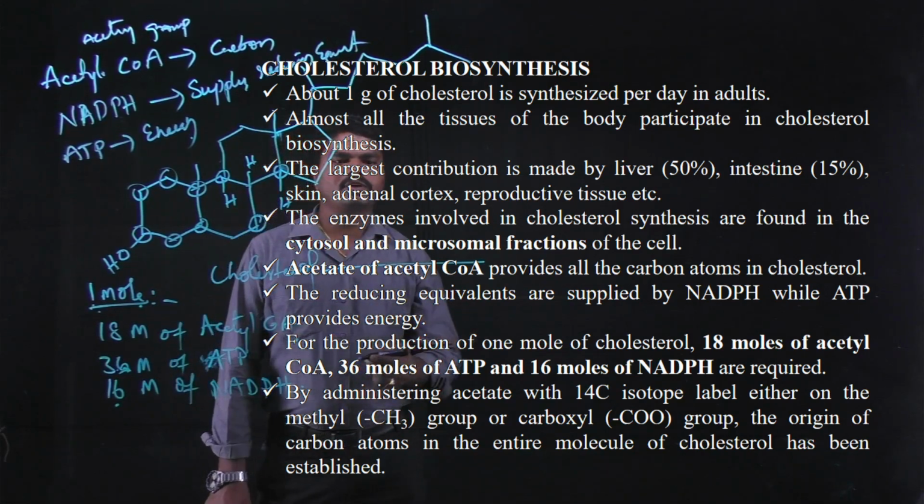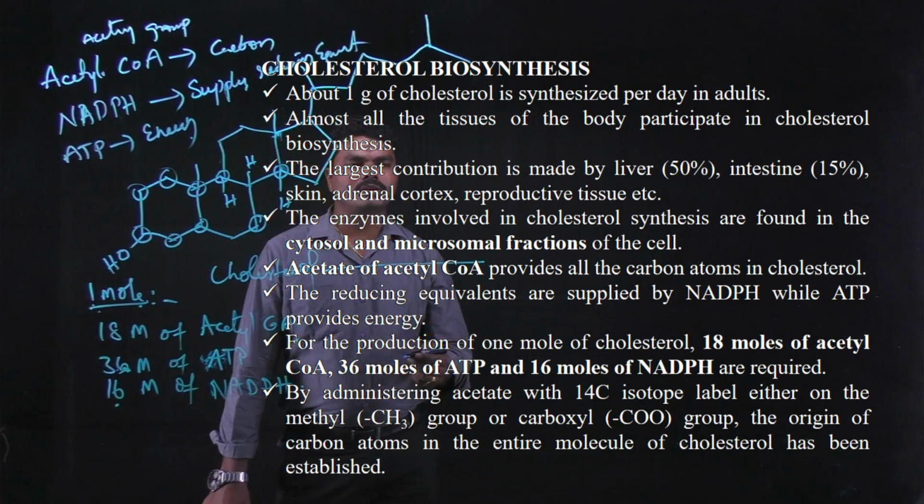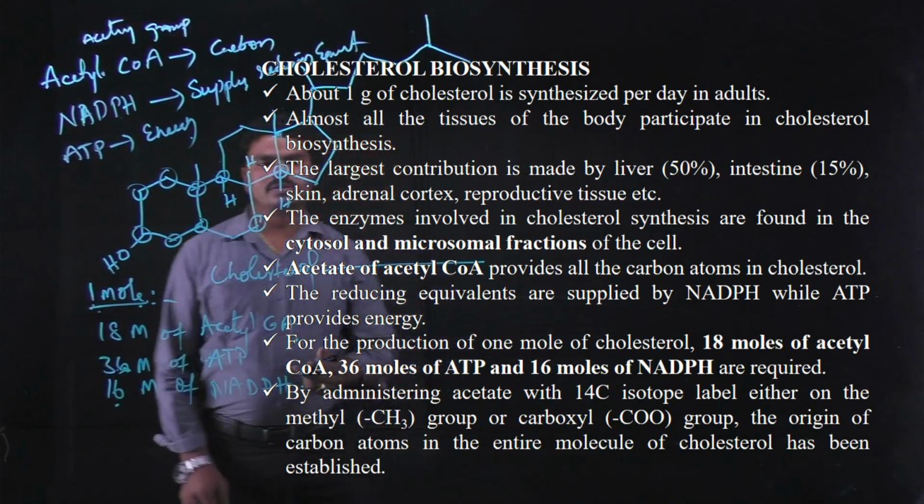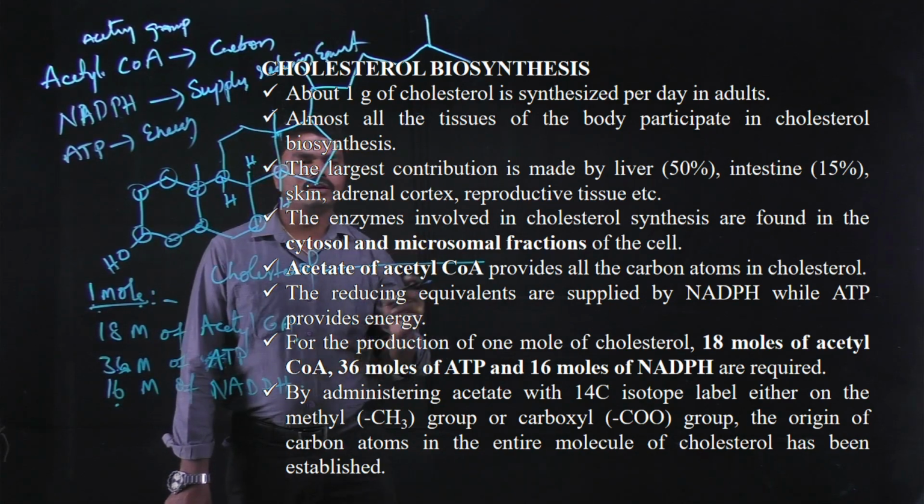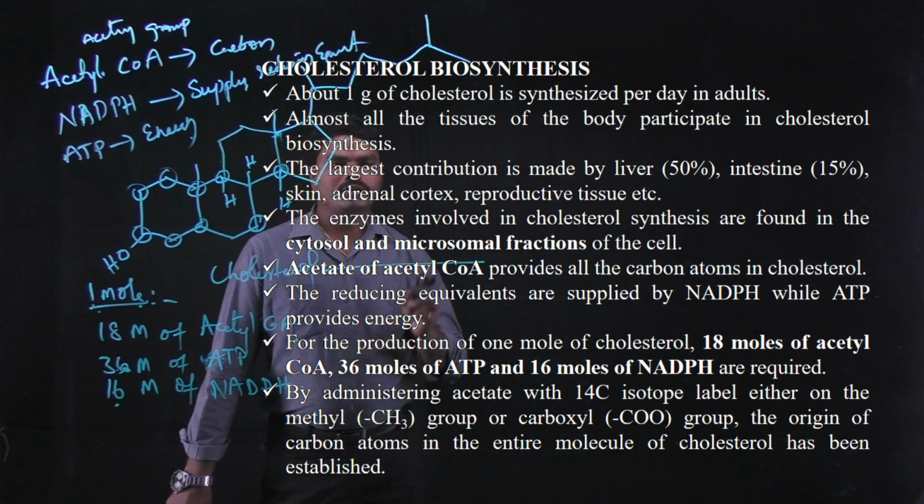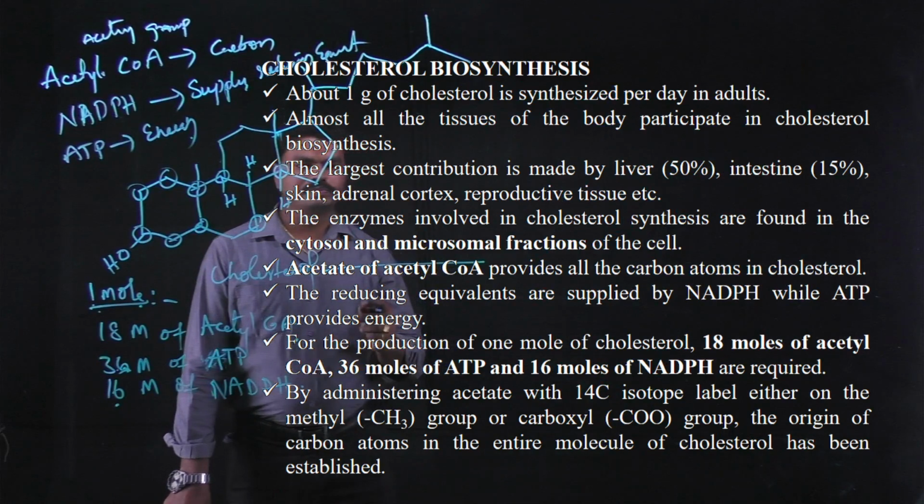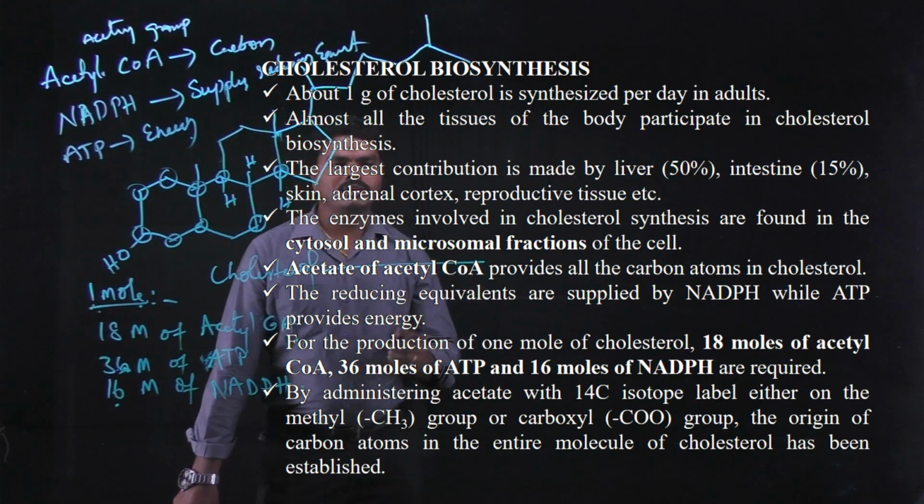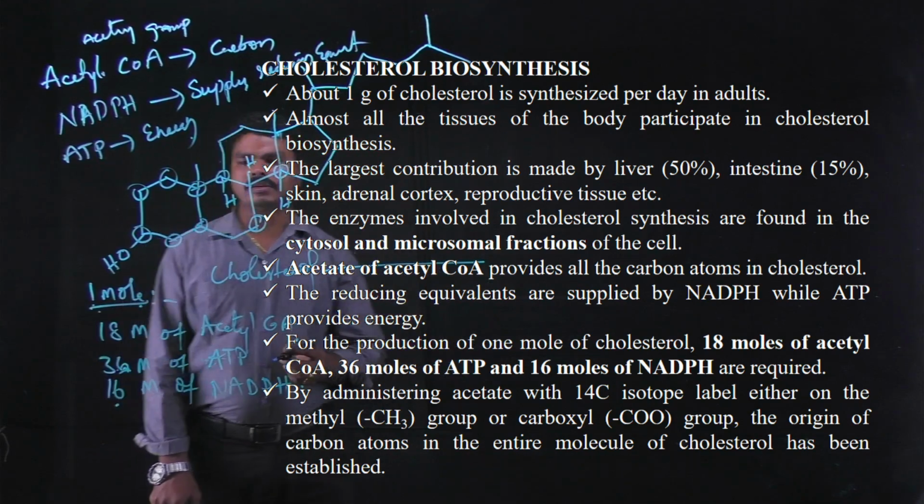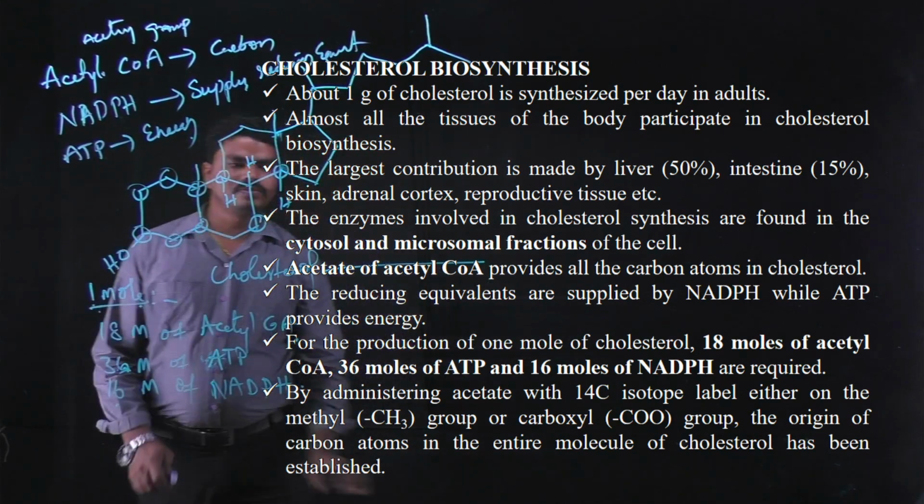Okay, and by administering acetate with a 14 carbon isotope label either on the methyl group or the carboxyl group, the origin of the carbon atoms in the entire molecule of cholesterol has been established. So that means the 14C isotope is labeled either on the methyl group or the carboxyl group.